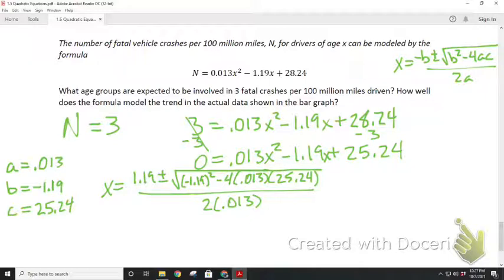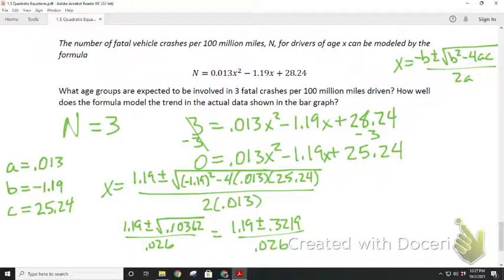Okay, type in the stuff under the radical. It's really handy if you have an Inspire. If you're using your phone, it's kind of difficult. But I get 0.10362 all over 0.026. Let's square root that, and I get another ugly number. I get 0.3219.